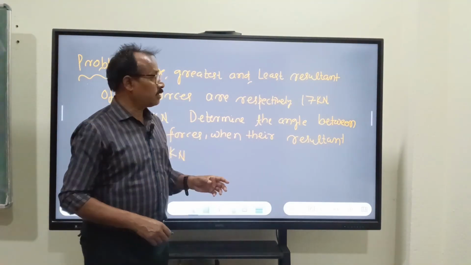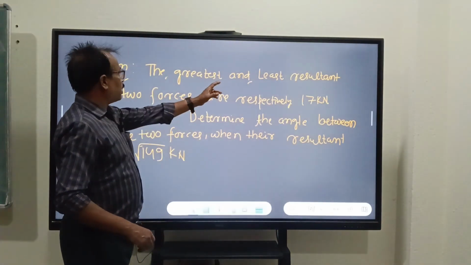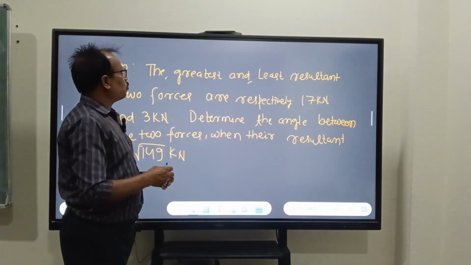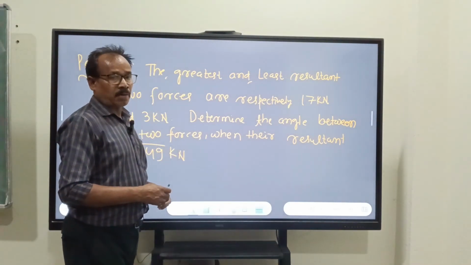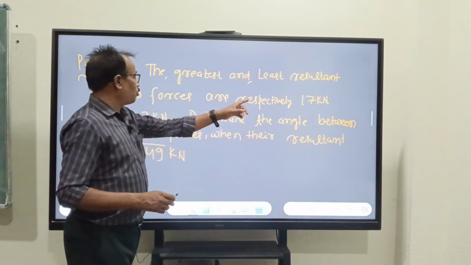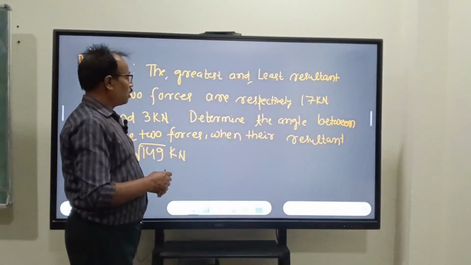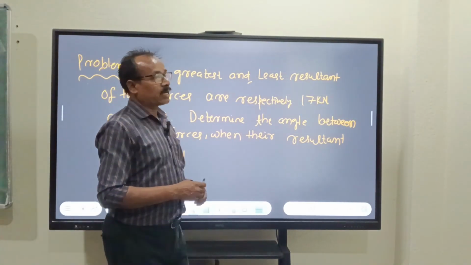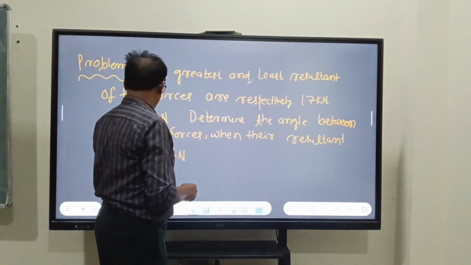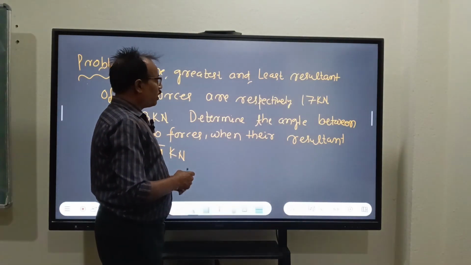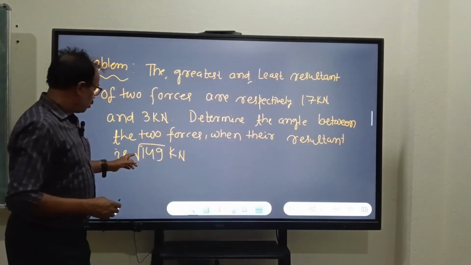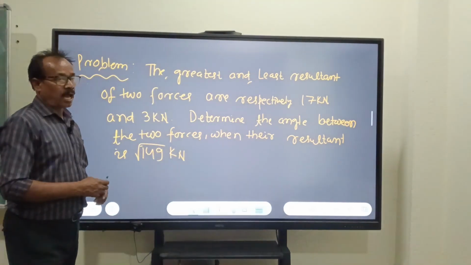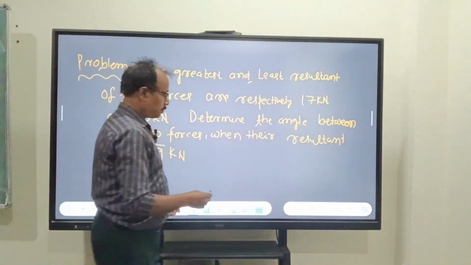Second question: the greatest and least resultant of two forces are respectively 17 kilonewton and 3 kilonewton. Determine the angle between the two forces when the resultant is root over 149 kilonewton.